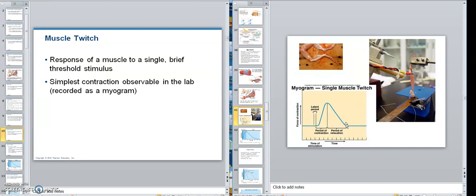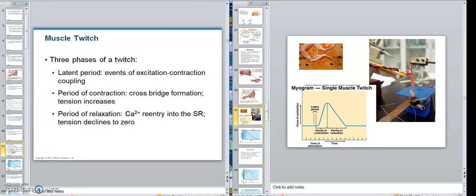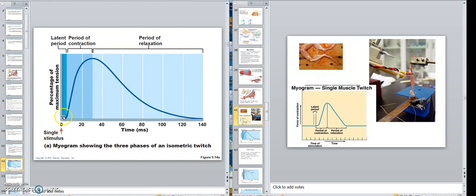So right here, this is a muscle twitch curve. Latent phase, contraction, a brief period of contraction, and then relaxation, because we only hit it one time. So a muscle twitch is a single stimulus, and this would be the myogram you're seeing right there. We have three phases: we already talked about the latent phase, the contraction, and the relaxation. Again, stimulus, time, latent phase, then contraction, and then relaxation.